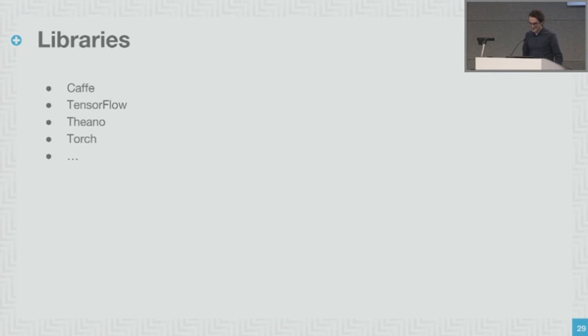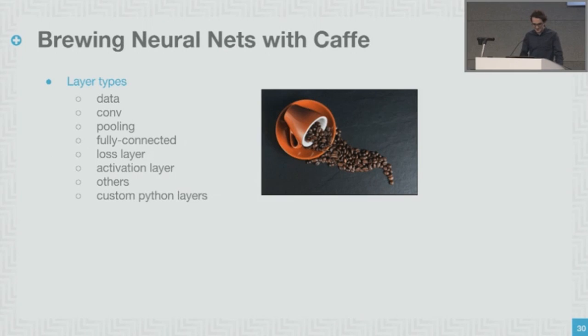So how do we implement this? Luckily, we don't have to implement it from scratch. There are useful libraries that do the hard work for us. Some of the most popular ones are Caffe, TensorFlow, Theano, and Torch. I'm going to talk a little bit about Caffe.